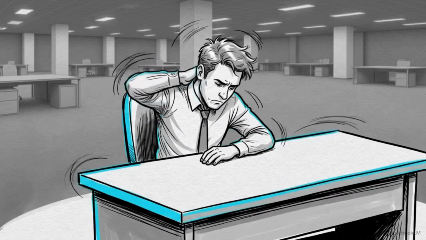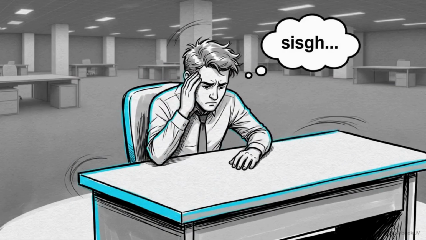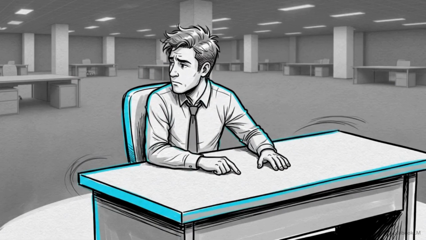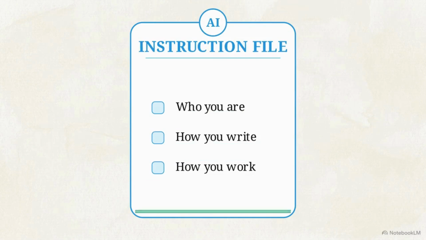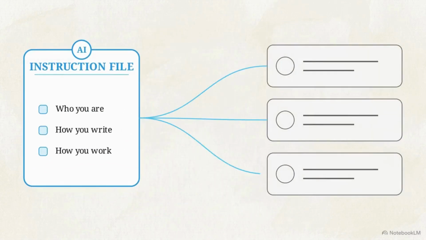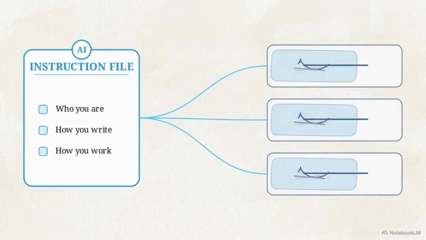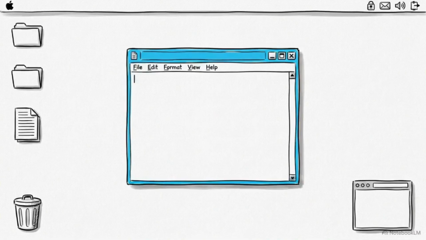If you sit them at a completely empty desk and tell them to write your newsletter, they are going to guess, and guessing produces generic. A permanent instruction file provides the baseline Claude lacks. It's a single document the AI reads before it writes a word, ensuring every new chat starts with your business context already in place. Let's build yours right now.